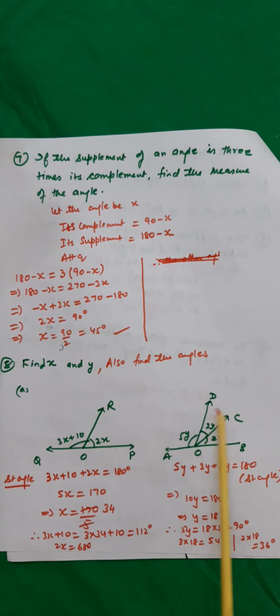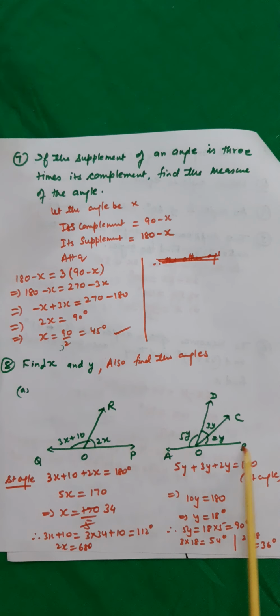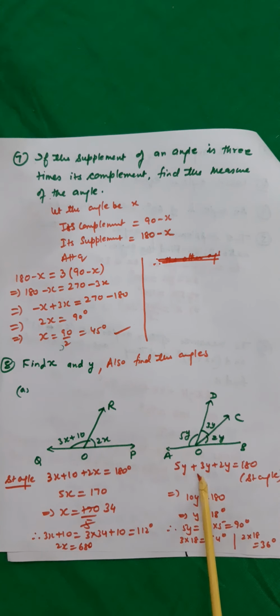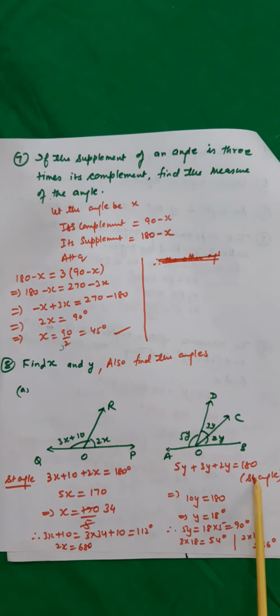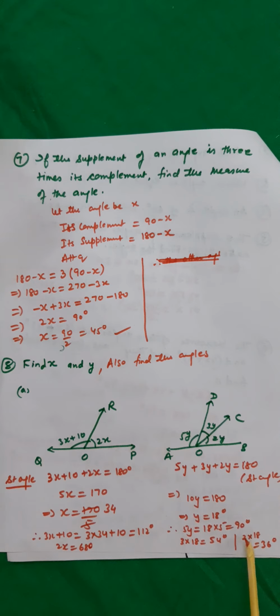In this question there are 3 angles. Since they are forming a straight angle, therefore 5y plus 3y plus 2y is equal to 180. Straight angle property. This implies 10y is equal to 180, which implies y is equal to 18 degrees. Therefore 5y will be equal to 18 into 5, that is equal to 90. 3y will be equal to 3 into 18, that is 54 degrees, and 2y will be 2 into 18, that is equal to 36 degrees.